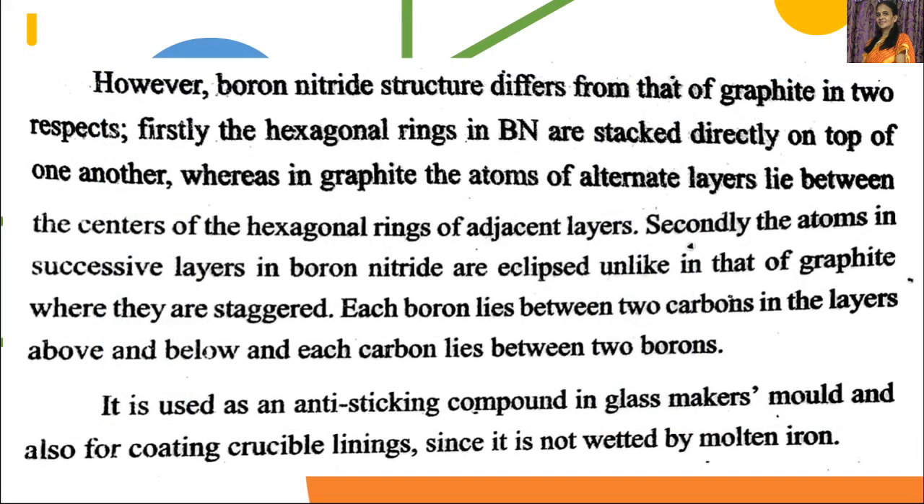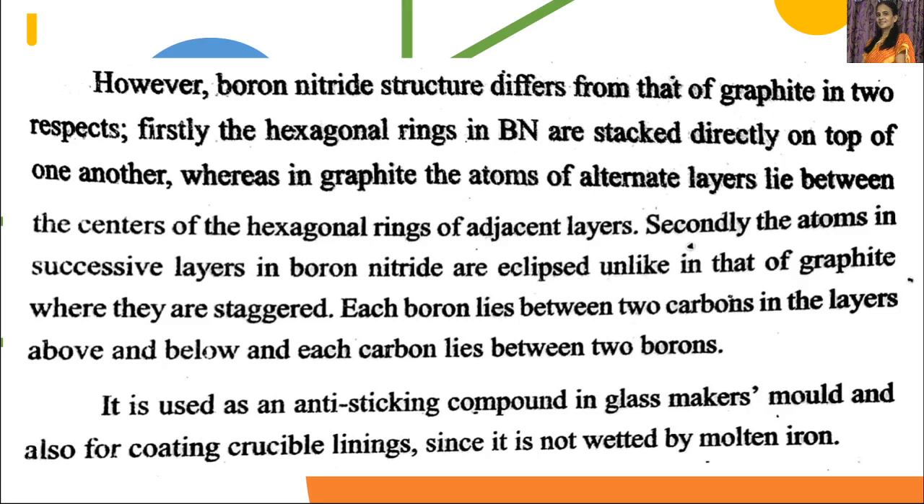It differs from graphite in two respects. So what are the differences? Firstly, the hexagonal rings in boron nitride are stacked directly on top of one another, whereas in graphite, the atoms of alternate layers lie between the centers of the hexagonal rings of adjacent layers. So this is the difference between the structure of boron nitride and graphite. And secondly, the atoms in successive layers in boron nitride are eclipsed, unlike in graphite, where they are staggered. So here the atoms are eclipsed.